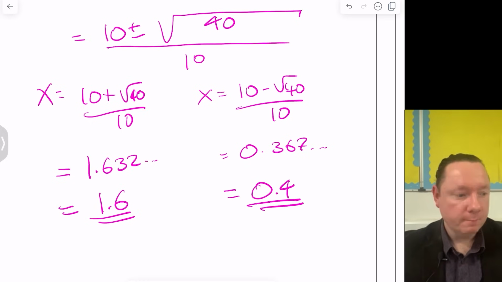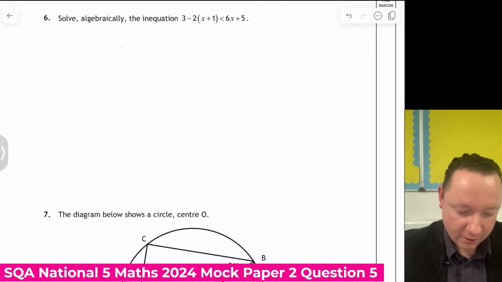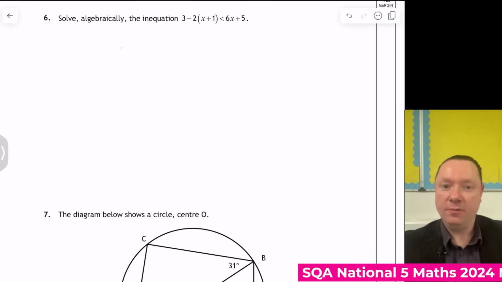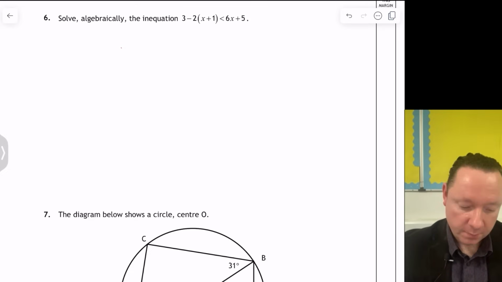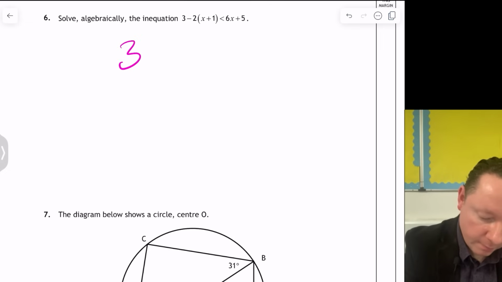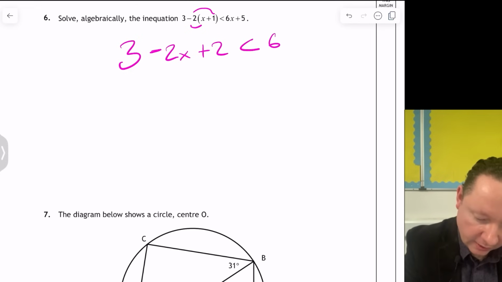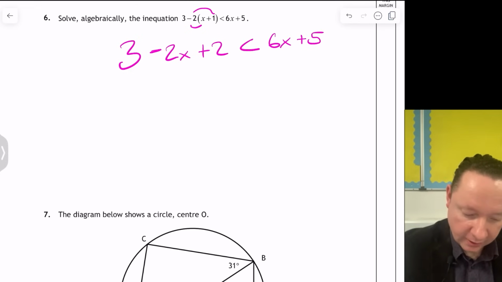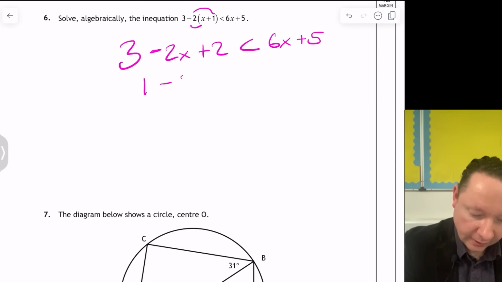And we're done there. Number 6, solve the algebraic inequality 3 minus 2x plus 1 is less than 6x plus 5. Remember, it's actually the fifth question, but because of the numbering being off. So 3 minus, 2x plus 2 is less than 6x plus 5. Collecting like terms, I get 1 minus 2x less than 6x plus 5.